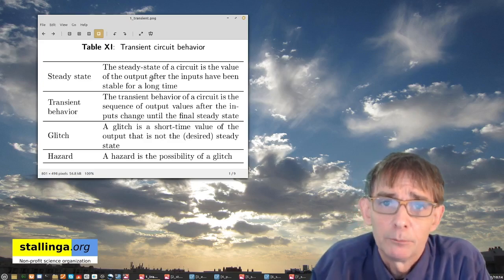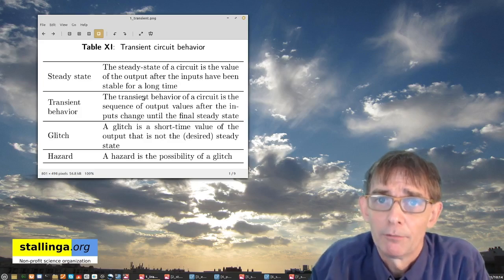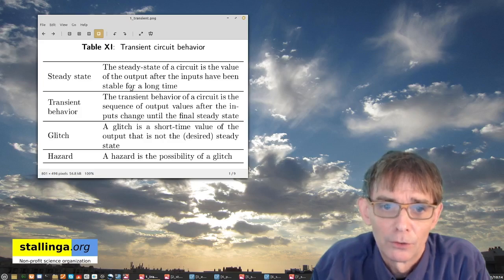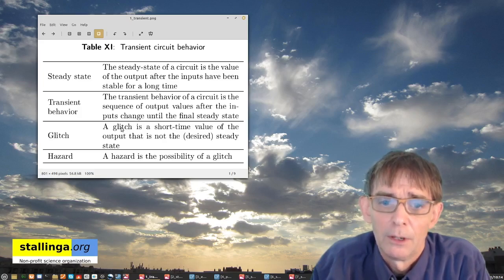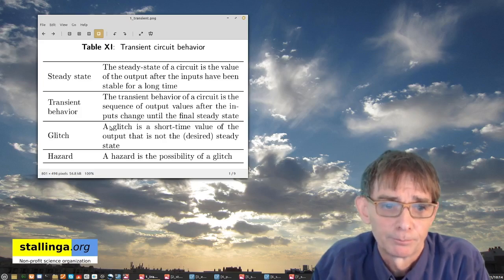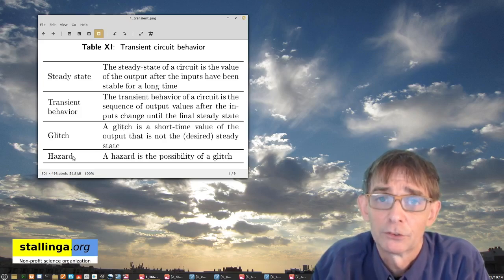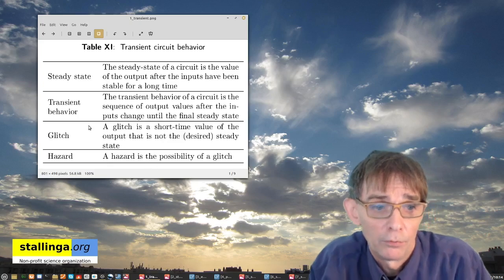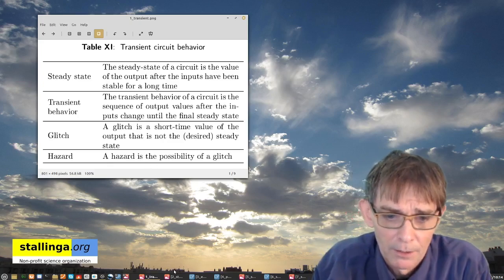Now the transient behavior is that you go from one state to another, but in between you can have undesired non-programmed values. And a glitch is that value that you didn't take into account, that doesn't belong to your initial state and it doesn't belong to your final steady state, but you get an intermediate state that is undesired. And a hazard is if your circuit has the possibility of such a glitch.